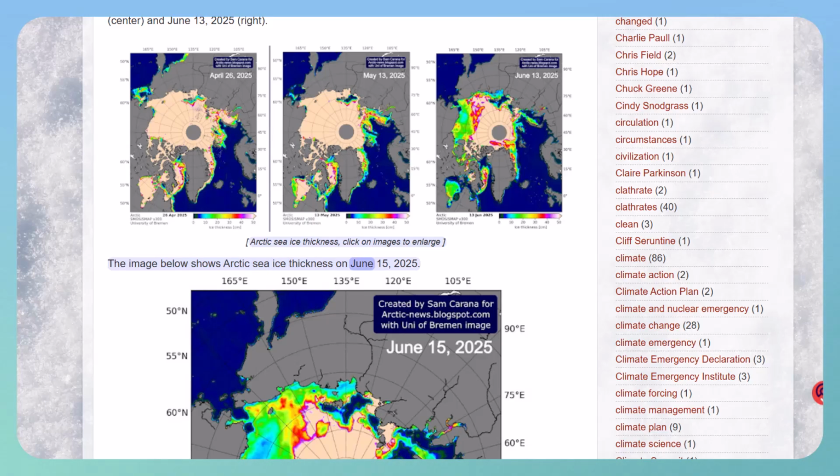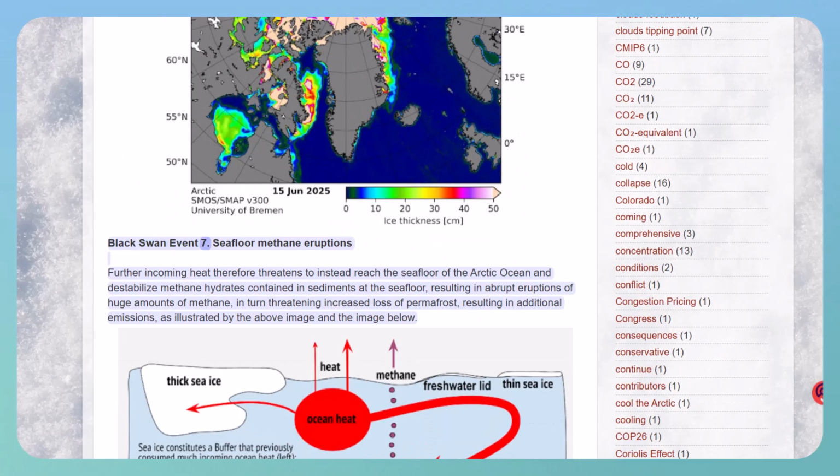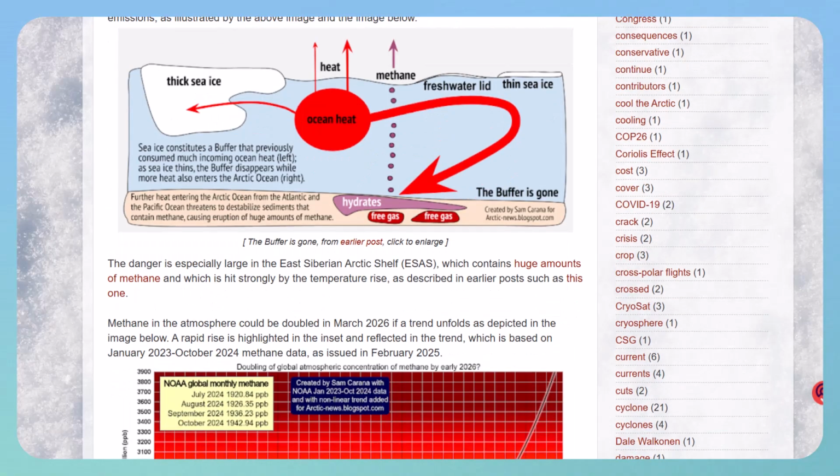Black Swan Event 7. Seafloor methane eruptions. Further incoming heat therefore threatens to instead reach the seafloor of the Arctic Ocean and destabilize methane hydrates contained in sediments at the seafloor, resulting in abrupt eruptions of huge amounts of methane, in turn threatening increased loss of permafrost, resulting in additional emissions, as illustrated by the above image and the image below. The buffer is gone. From earlier post, click to enlarge.